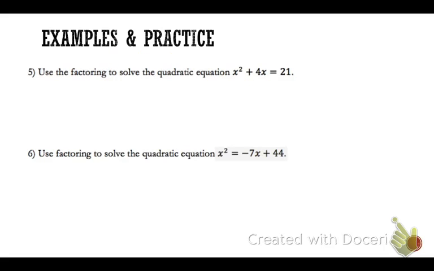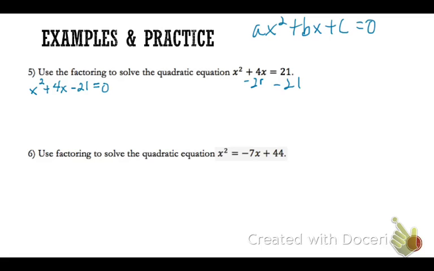Now on number 5, we're going to factor and solve, but notice we do not have our quadratic in standard form. So we need it to be ax squared plus bx plus c, and then if we make that an equation, equals 0. So we need to subtract our 21 over. So the first thing is we'll write it in what we call standard form. So it'll be x squared plus 4x minus 21 equals 0.